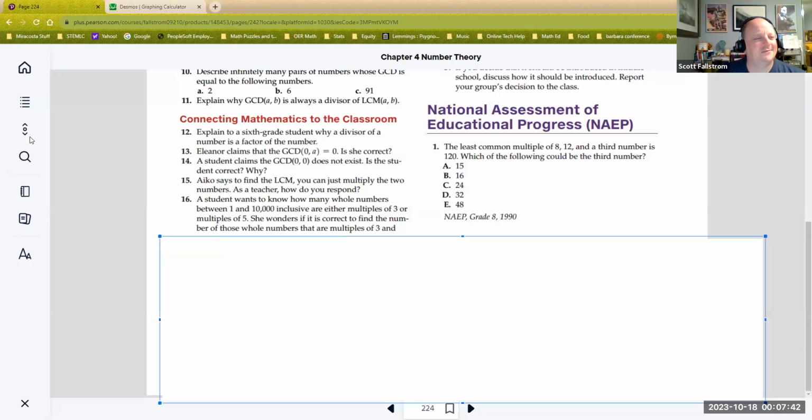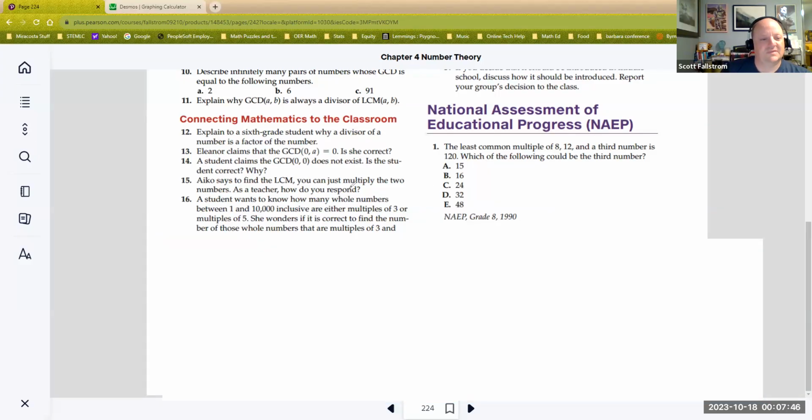When in doubt, write it out. And I would go with, instead of between 1 and 10,000, why don't we just do between 1 and 100? And instead of multiples of 3 or multiples of 5, I'm going to do multiples of 4 or multiples of 7. Making some numbers up here, okay?